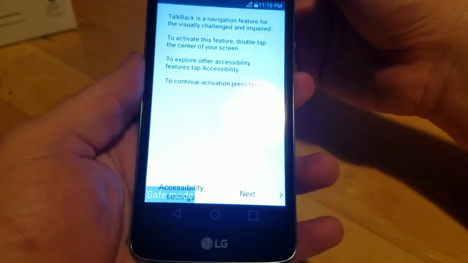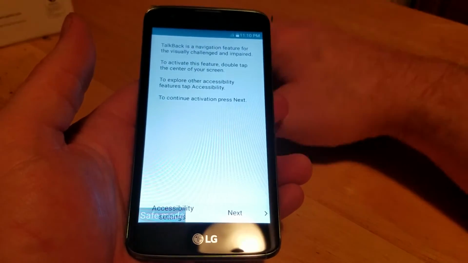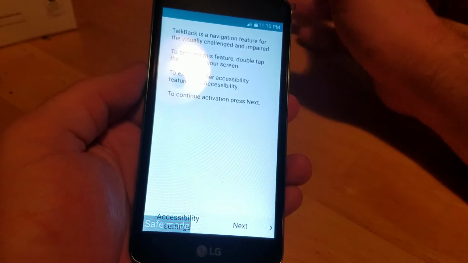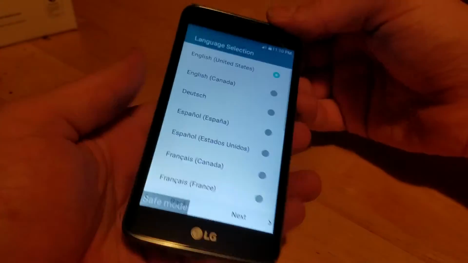And there you have it. Right now the phone's booted into safe mode, so all the apps are actually disabled, as well as, I believe, the transmitters, so you won't have any service on the phone. Let's get past this so TalkBack's not talking over me.